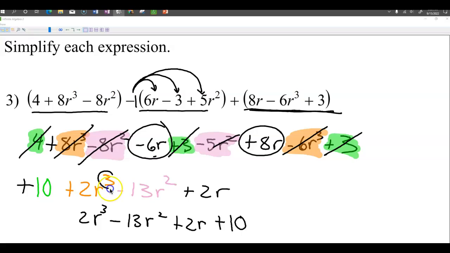Yes, so this one has a power of 3. This one has a power of 2. This has a power of 1. And this one doesn't have a variable at all, which means that it has the lowest power because it doesn't even have one. Is that a question, Cynthia? No? Okay. All right, guys, so does anybody need to write that still or take a picture or something?